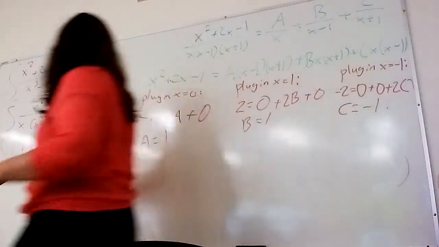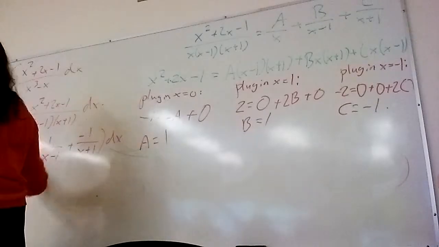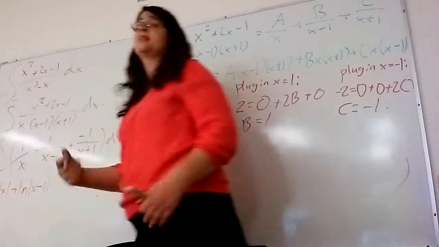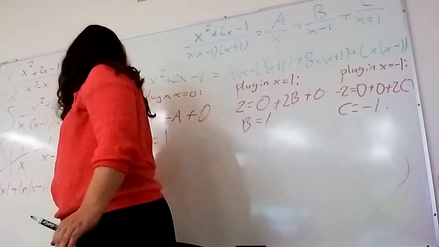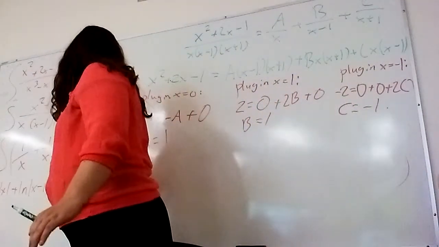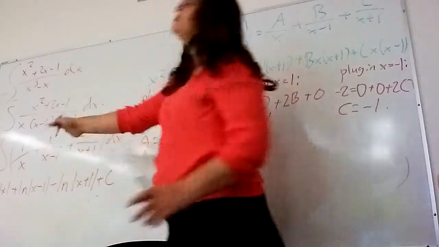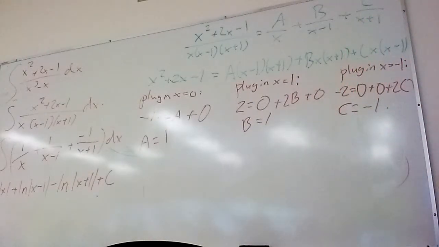1 over x integrates to ln absolute value of x. 1 over x minus 1 integrates to ln of absolute value of x minus 1. And negative 1 over x plus 1 integrates to negative ln absolute value of x plus 1. Again, you could do those second two using substitution if you wanted, but you can also easily do it just using those formulas that I mentioned in the first slide.